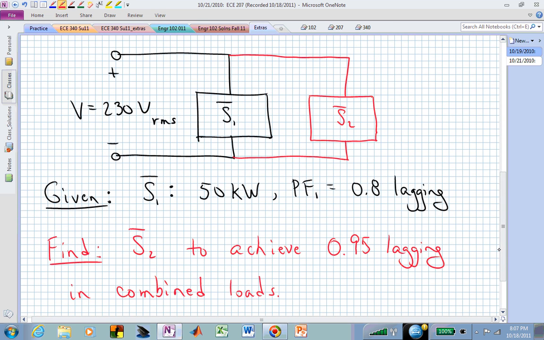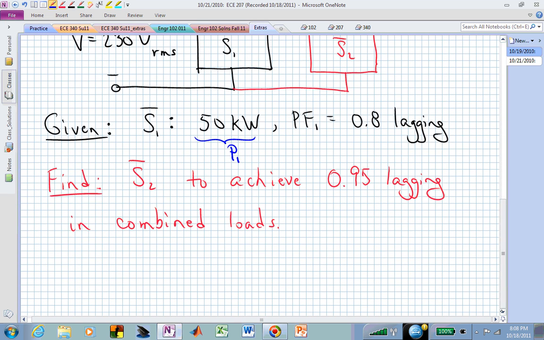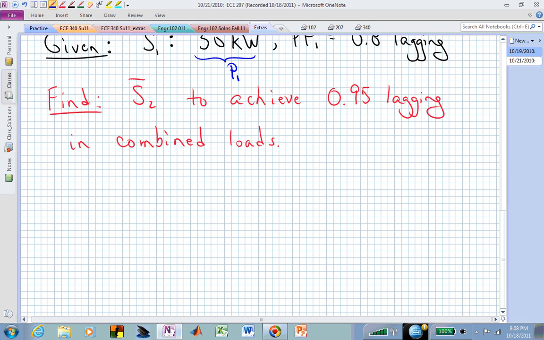We're given then in this circuit S1, which is an average power of 50 kilowatts. We can call that P sub 1. We're also told that the power factor of load 1 is 0.8 lagging. We want to now find S sub 2 to achieve a 0.95 lagging behavior when we combine loads S1 and S2, or the total load should experience a 0.95 lagging power factor.